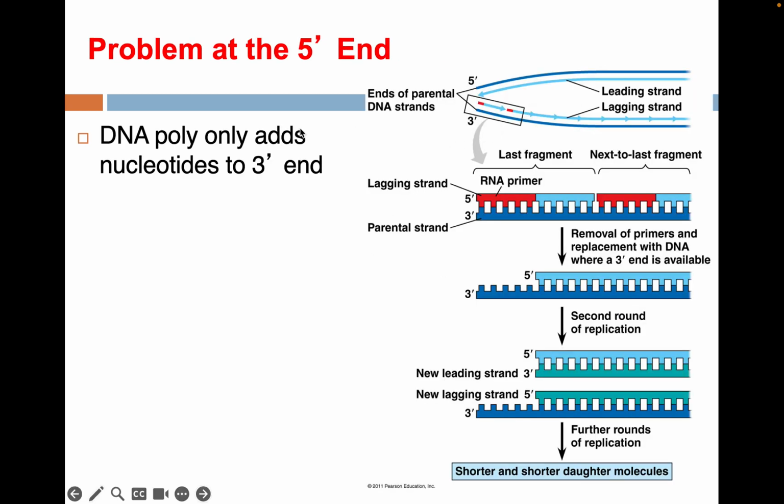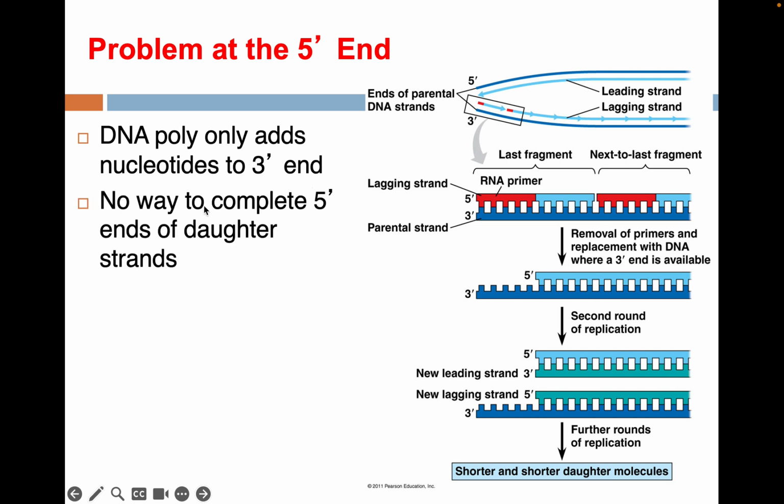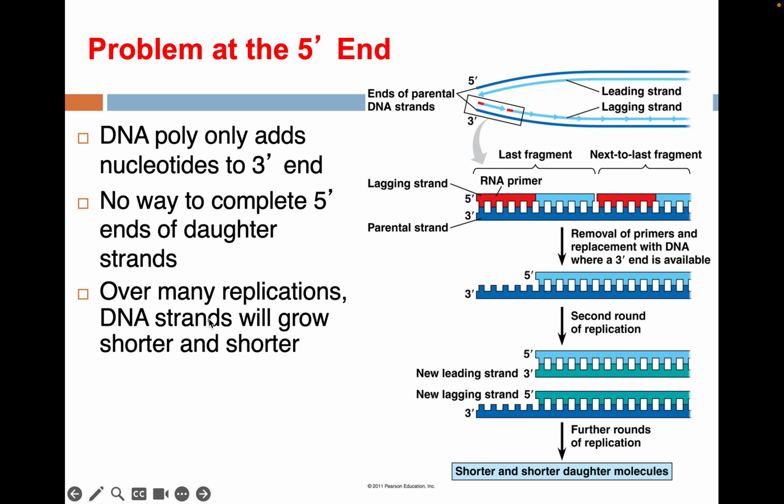All right, so a problem at the 5' end. If DNA polymerase only adds nucleotides to the 3' end, there's no way to complete the 5' ends of the daughter strands. And what happens is over many, many replications, DNA strands grow shorter and shorter on the 5' end. So you see here where the lagging strand ends on the 5' end, there's an RNA primer. RNA primers are removed and replaced with DNA where a 3' end is available, but there's not at this 5' end. So it's shorter than the 3' end. After another round of replication, it gets shorter and shorter each time it replicates.